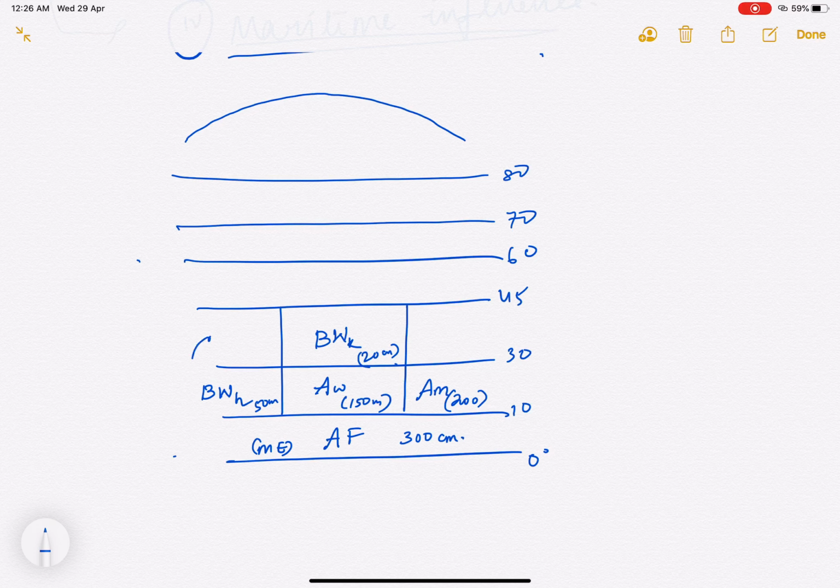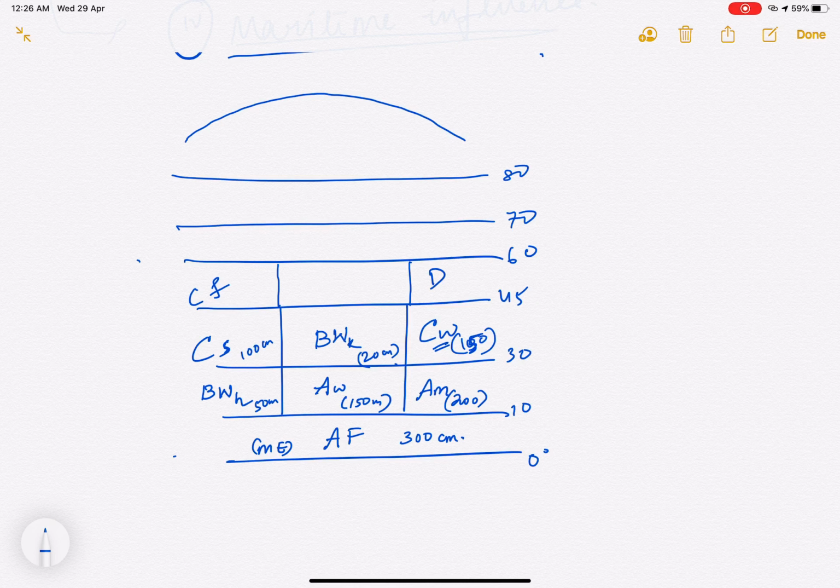Next we have your CS type of climate. What was the CS type of climate? CS was nothing but your Mediterranean type of climate with almost 100 centimeter of rainfall. And then we have over here, what is it? Yes, we have the CW. What was the CW type of climate? CW type of climate was nothing but your China type of climate. We have over here 150 centimeter of rainfall.